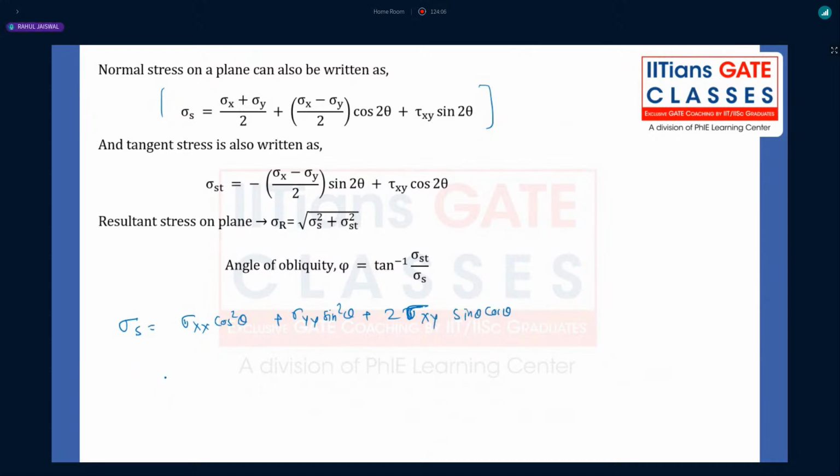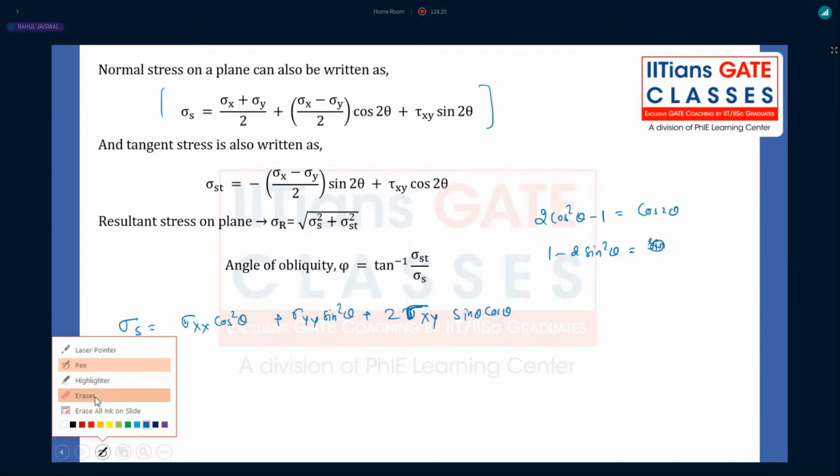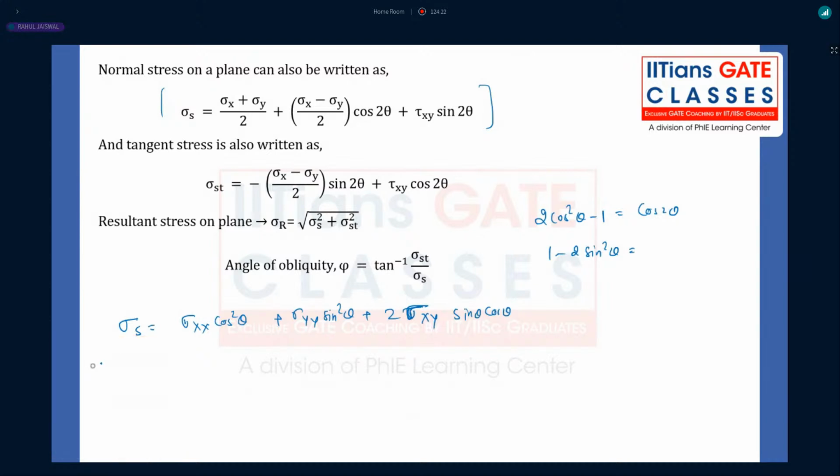Now, my dear friend, tell me what is the formula for cos square theta? 2 cos square theta minus 1, that is cos 2 theta. Getting my point? 1 minus 2 sin square theta is also cos 2 theta. So put those values. Sigma xx will be 1 plus cos 2 theta divided by 2, sigma yy will be 1 minus cos 2 theta divided by 2.